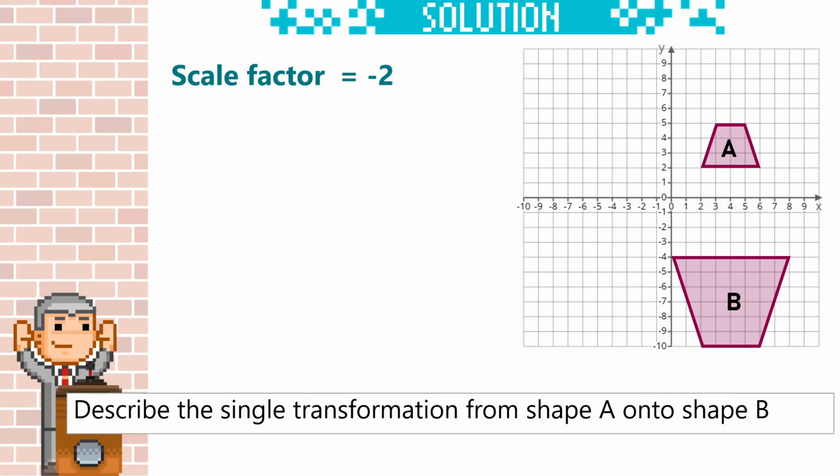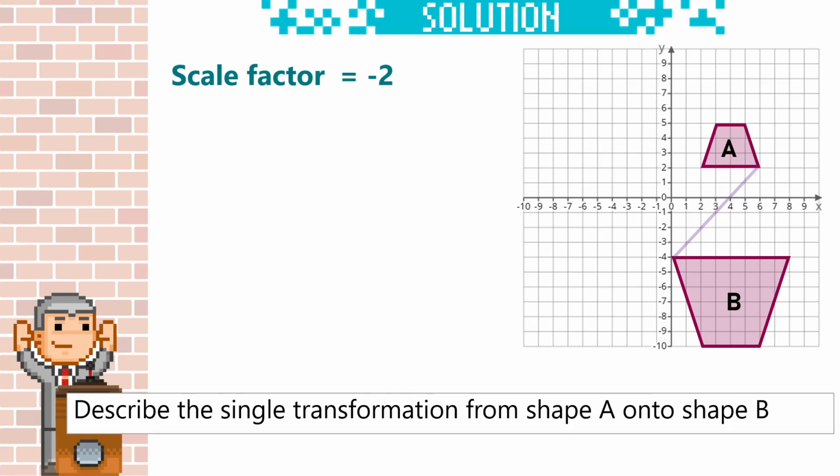Next, we need to draw our ray lines on to identify where the centre of enlargement is. Now be really careful here. You've got to match up the corresponding vertices. So looking at A, we're going to look at the long side, which is the bottom one, and we're going to pick the right vertex. And on shape B, the long one's actually at the top, and this time we're going to pick the left one because it's been sort of flipped around. So the ray line will look like this.